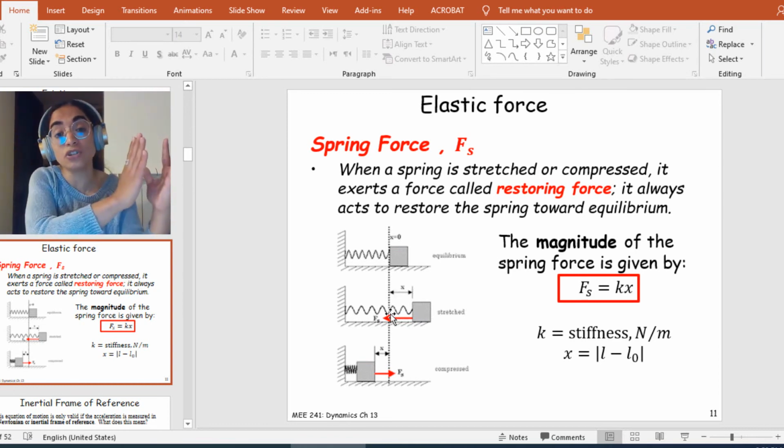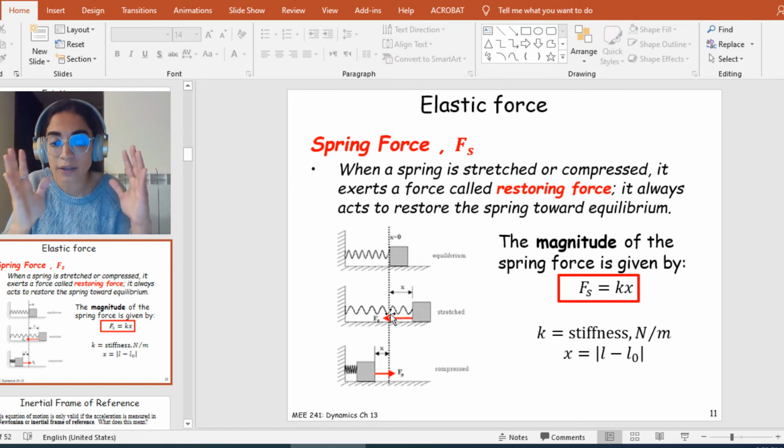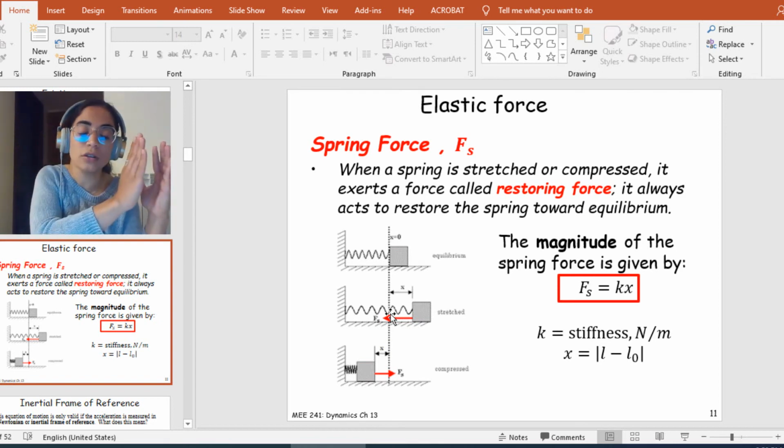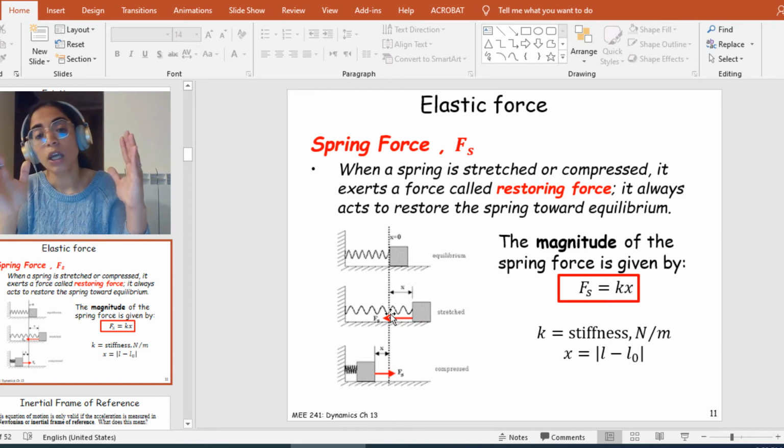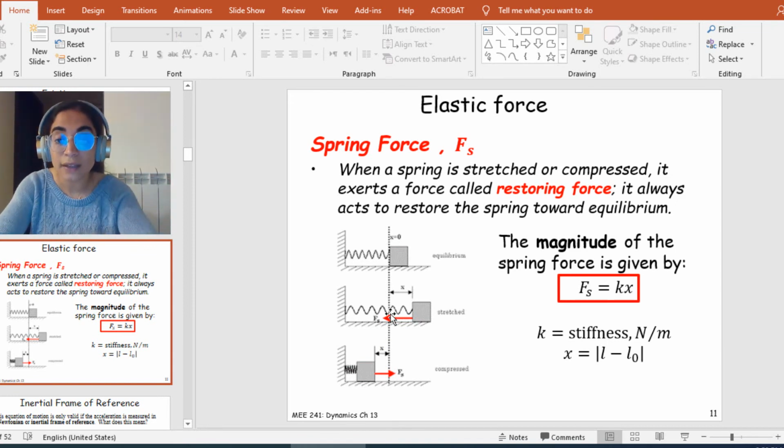Now, if I do the compression, this means that, of course, the elastic force will be to the right because the equilibrium is to the right, all right? So if I'm doing a compression, then the elastic force will be to the right. If I'm doing a tension, then the elastic force will be to the left. And what is the magnitude of the spring force? It's always equal to K times X.